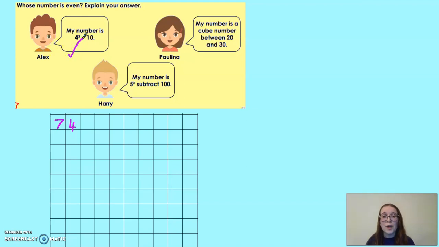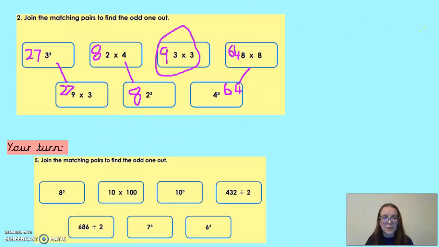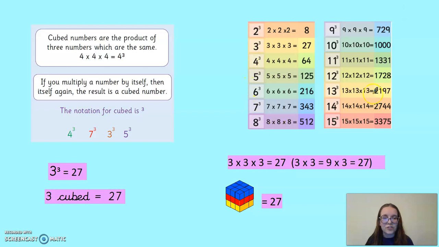Then we're going to go on to Paulina. My number is a cube number between 20 and 30. So now we've got to think about all the cube numbers we know of between 20 and 30. Well, actually, I think it's only one. But just before we do it, I'm going to go back and double check, making sure I'm using my maths information to help me. Yes, I was right. 3 cubed is 27, and that is the only cube number between 20 and 30.